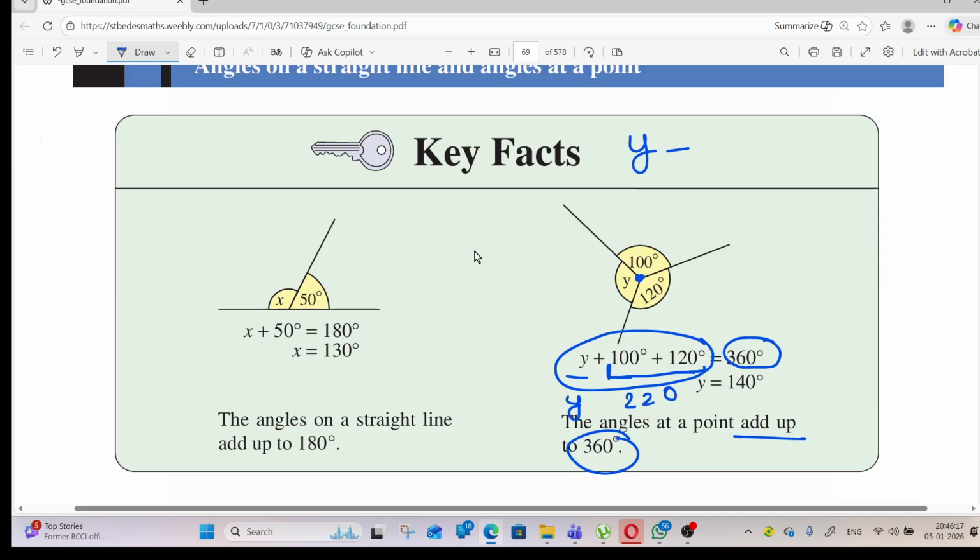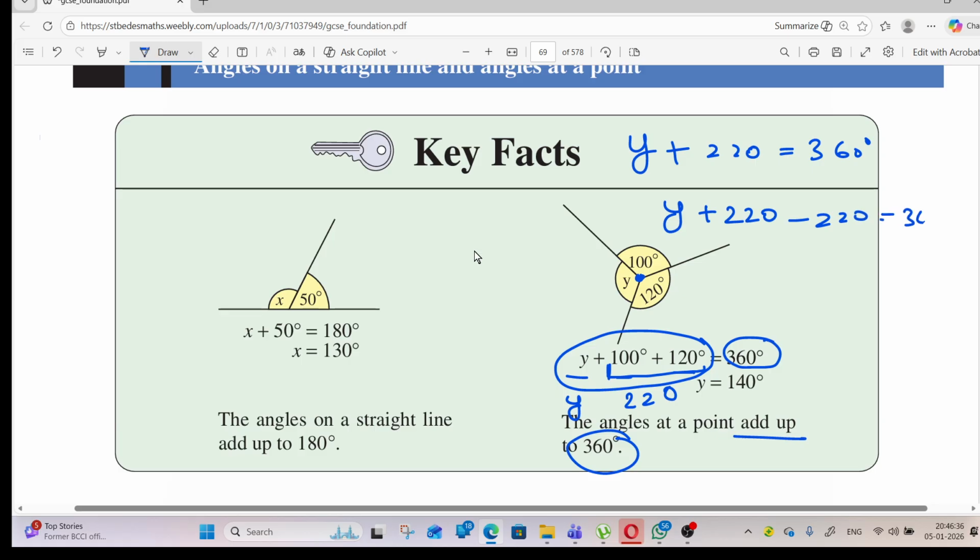So I got y plus 220 is equal to 360, right? Now again, to find y, I need to get rid of whatever is there with y. This is plus 220, so I will subtract 220 from both sides. To keep the balance, I need to do it on both sides. So 360 minus 220, and this cancels out to 0. y is equal to 360 minus 220, which gives 140. That's my answer for this, right?